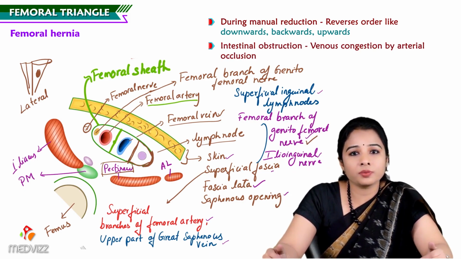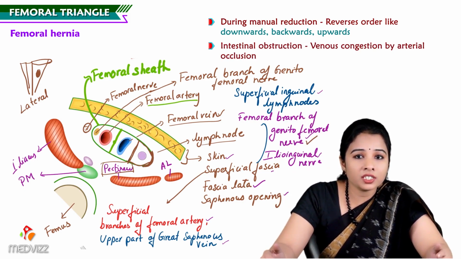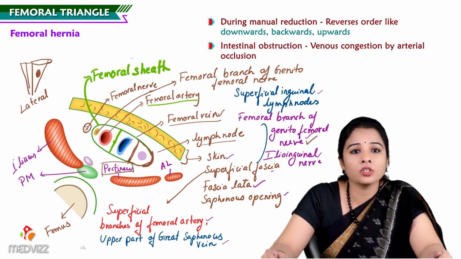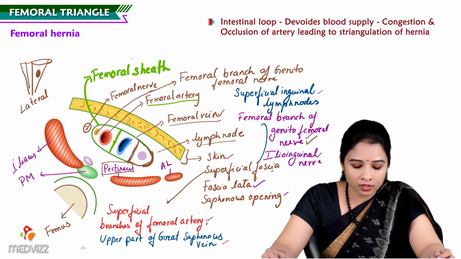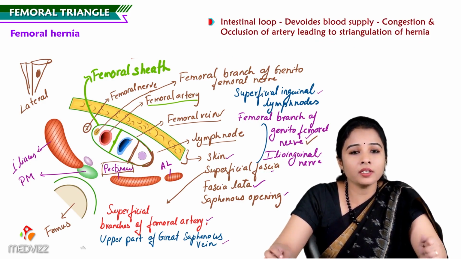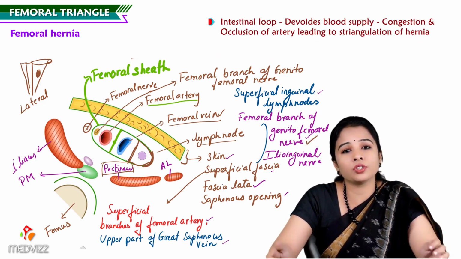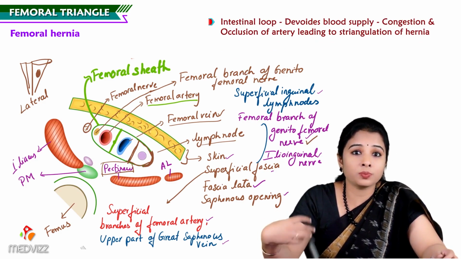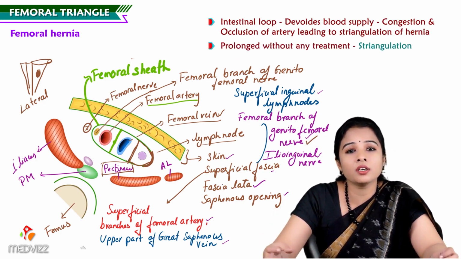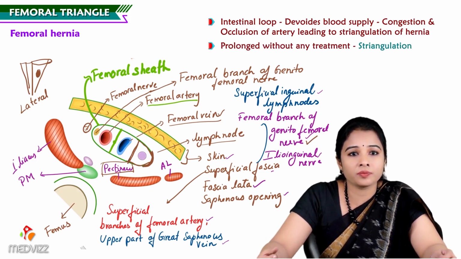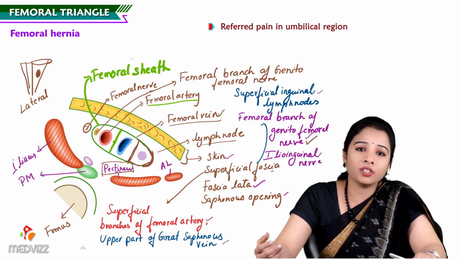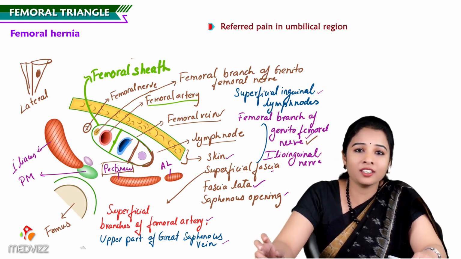This intestinal obstruction may cause venous congestion followed by arterial occlusion also. So the intestinal loop is devoid of blood supply because of the congestion and occlusion of the artery, leading to strangulation of the hernia. If it is prolonged without any treatment, it may lead to strangulation. They will have a referred pain towards the umbilicus if there is any femoral hernia.